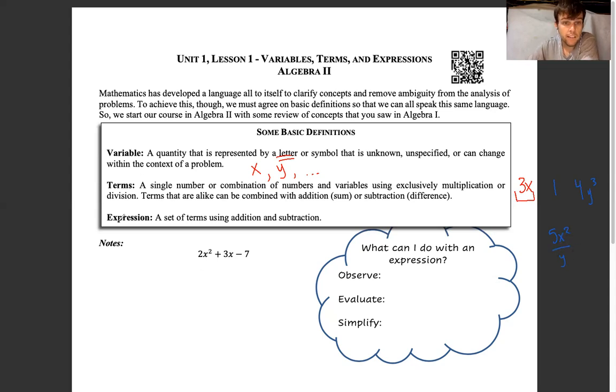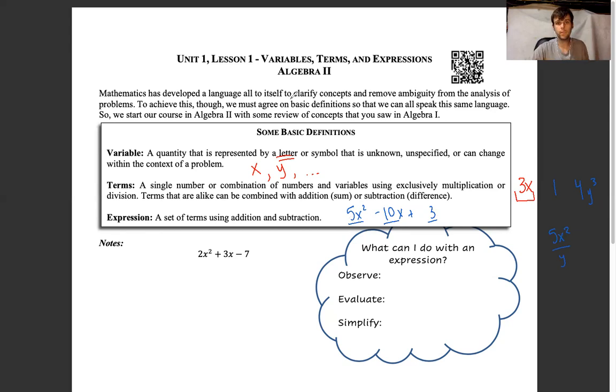And then our last thing here is an expression. An expression is a set of terms that are put together using addition and subtraction. So let's just make something up. 5x squared minus 10x plus 3. Here is an expression. In this expression, we have 1, 2, 3 separate terms and some variables in there as well. We have some x's, but this here is an expression.